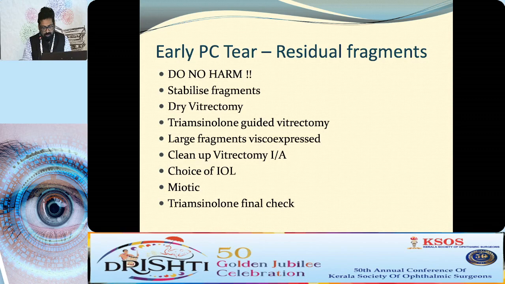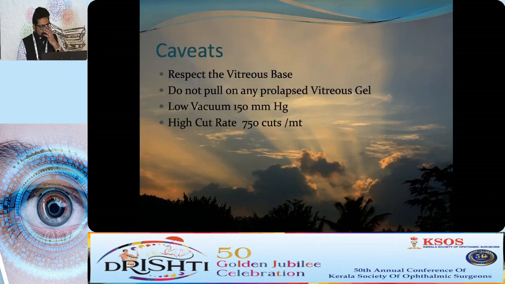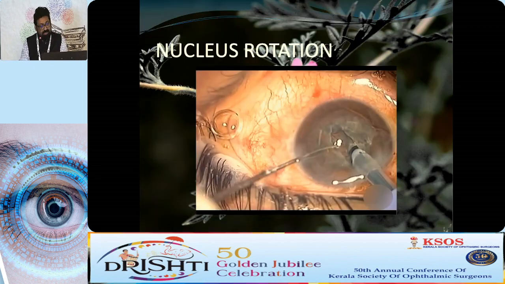with a triamcinolone. And always remember, once you're doing a vitrectomy, do not pull on the vitreous, as this can cause a traction on the vitreous base and that can be disastrous. And you always use a low cut rate, low vacuum and a high cut rate in these cases.